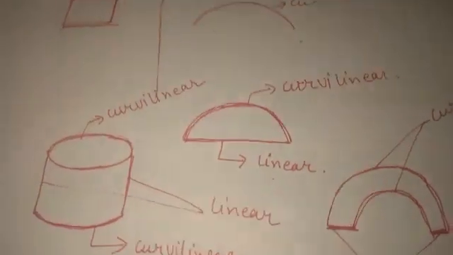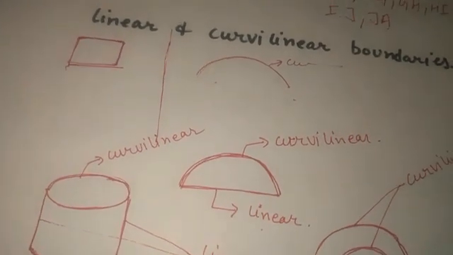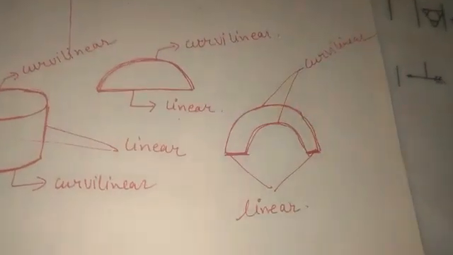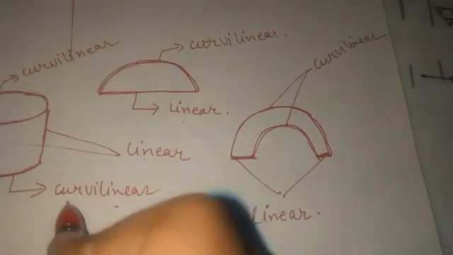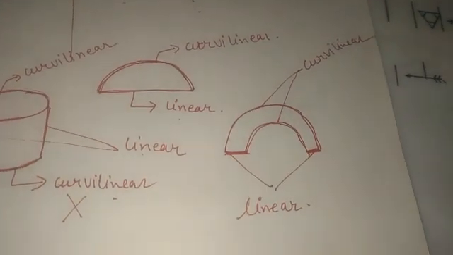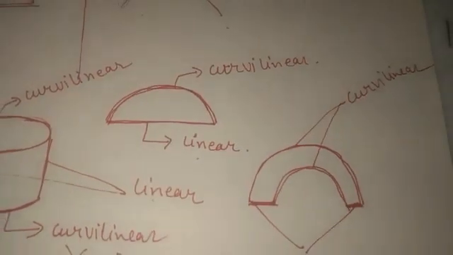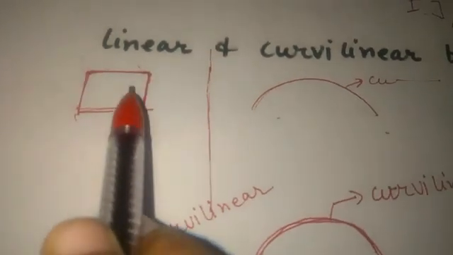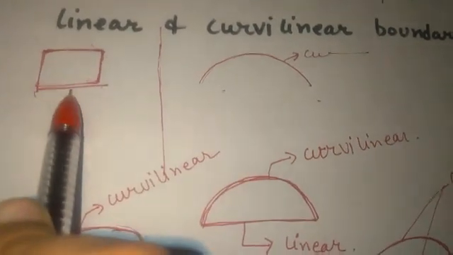Now the next question is from your book. Second part, which of the figures having only one type of boundary? Get it? Here in this figure, linear boundary is present, curvilinear is also present. So that means this is not one type of boundary. In the figure only either linear or curvilinear is there. For example, in this case, all boundaries are linear. So that means this is a figure which contains only one type of boundary, that is linear boundary.